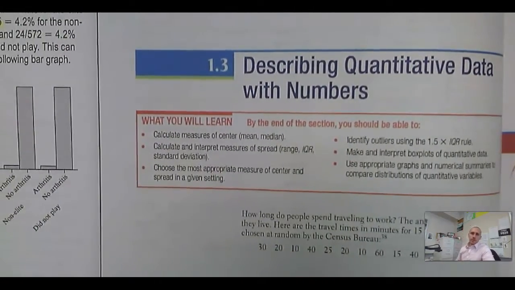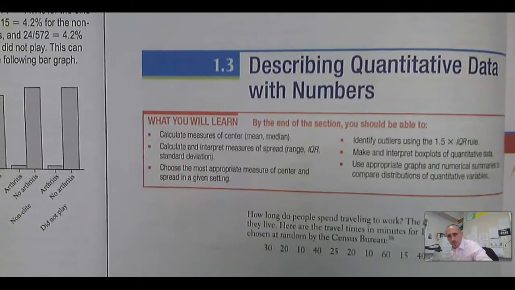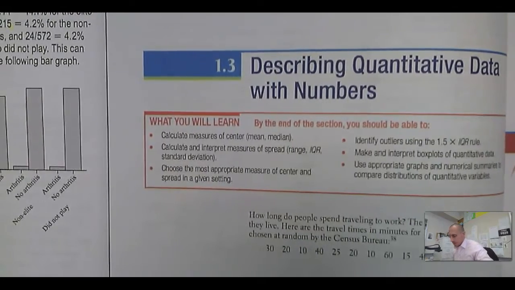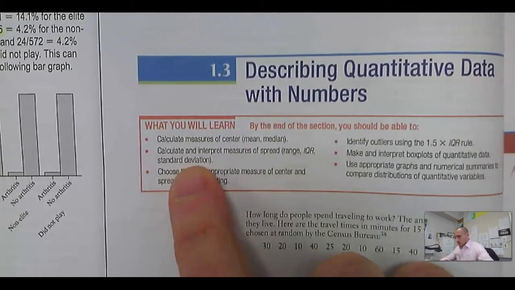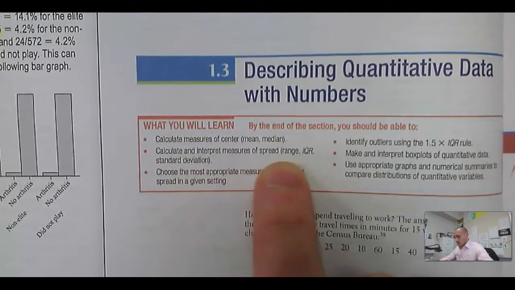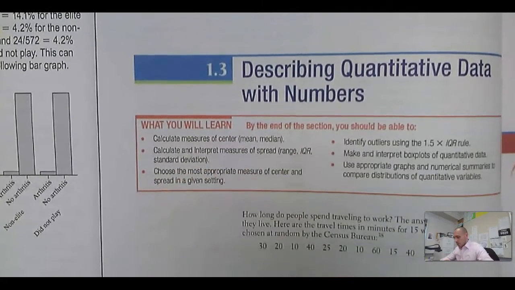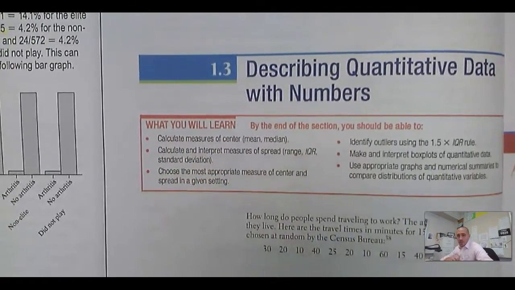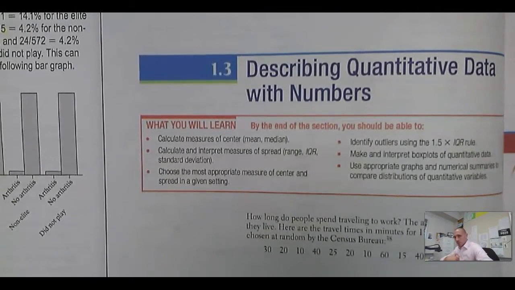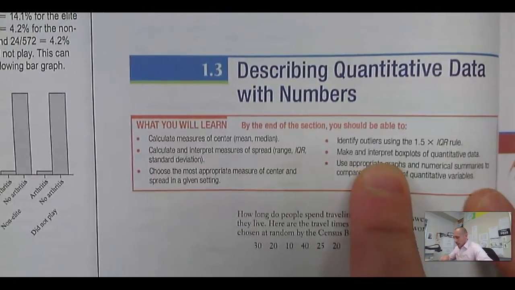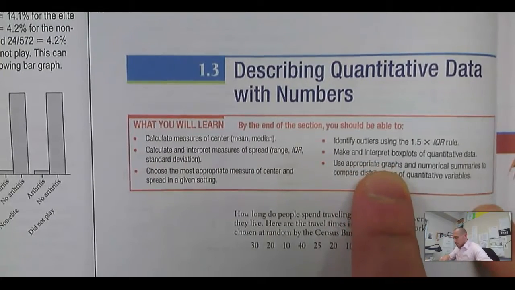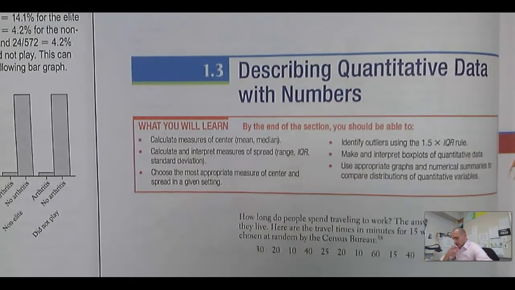Okay. So section 1.3, we went a little deeper on the quantitative variables here. We calculated measures of center, mean and median, calculated and interpreted measures of spread, the range, the IQR, and the standard deviation. And then we had to pick when should we use mean, when should we use median, and when should we use IQR or standard deviation. We talked about outliers, how to calculate those. We talked about box plots, how to actually do those.